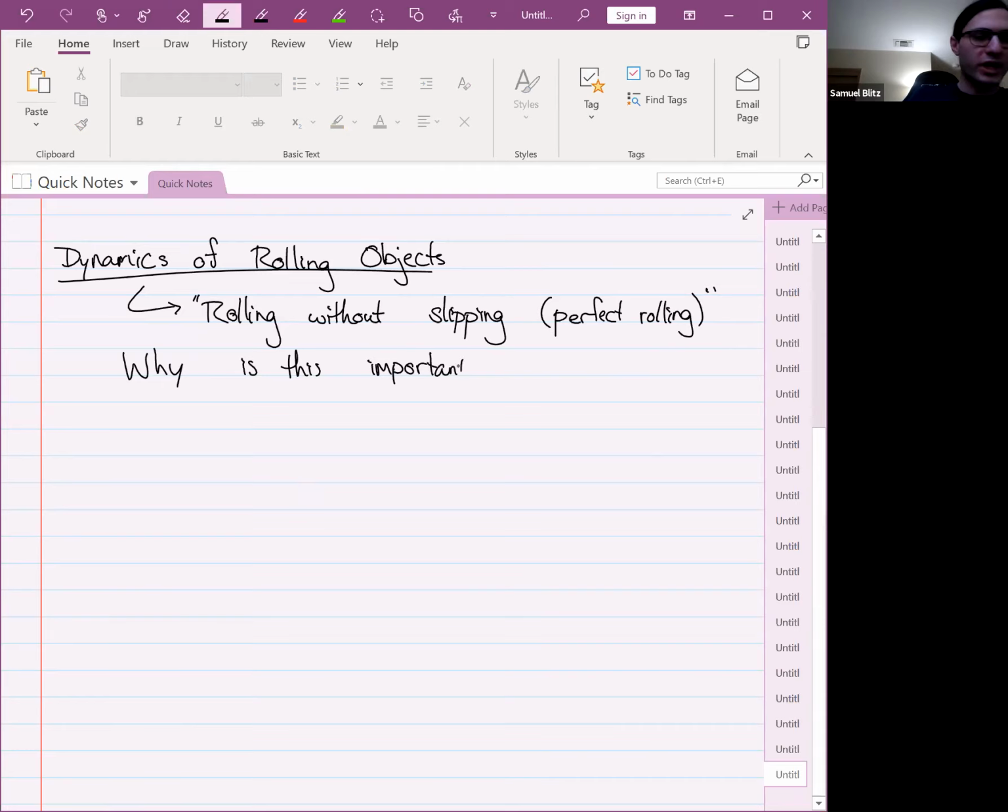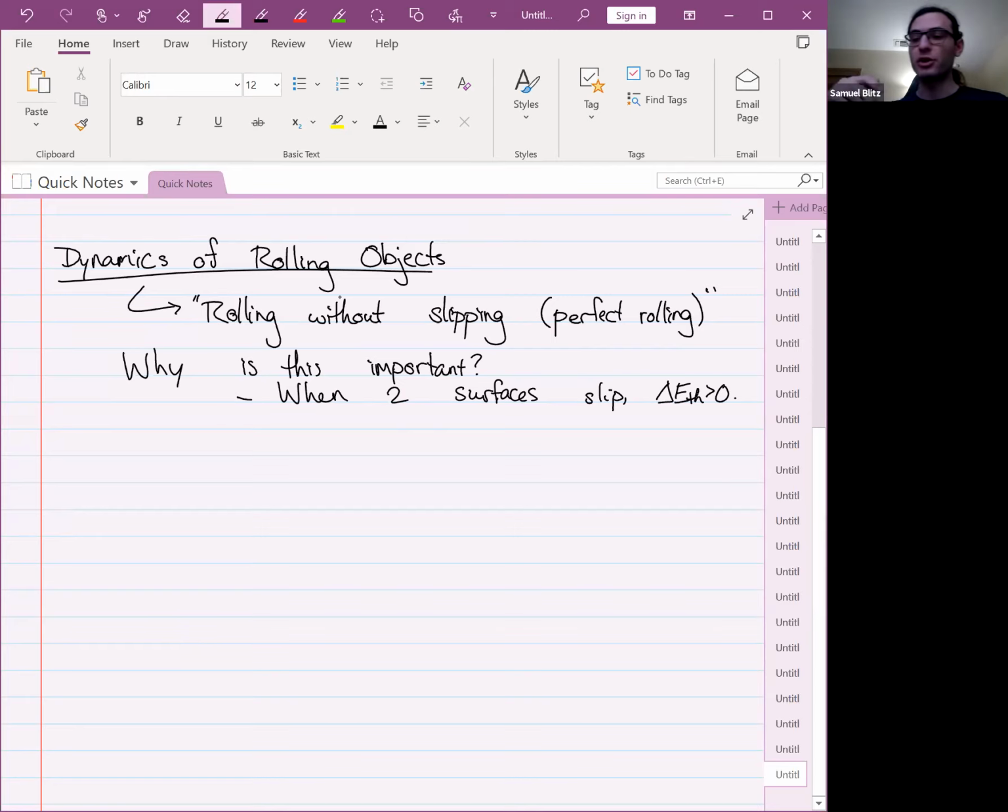Right at the get-go, when two surfaces slip or slide past each other, thermal energy is created, which means that the mechanical energy isn't conserved. Rolling without slipping may include static friction, and that's how the rolling without slipping occurs. If I have a ball and it's rolling, there's static friction, and the static friction causes the ball to rotate.